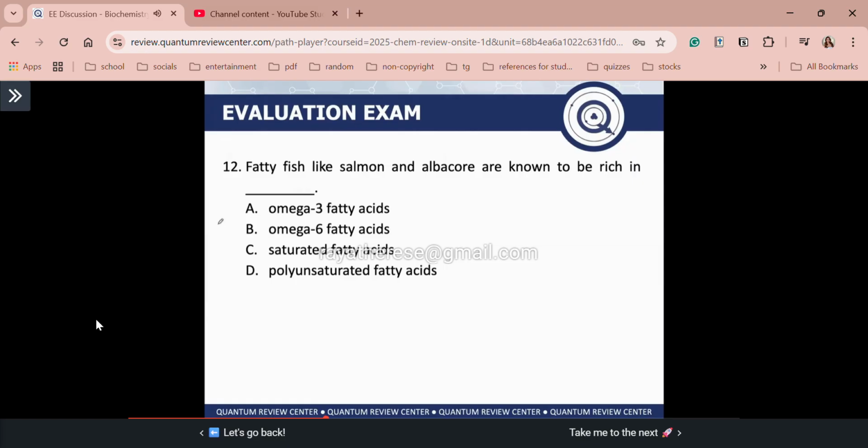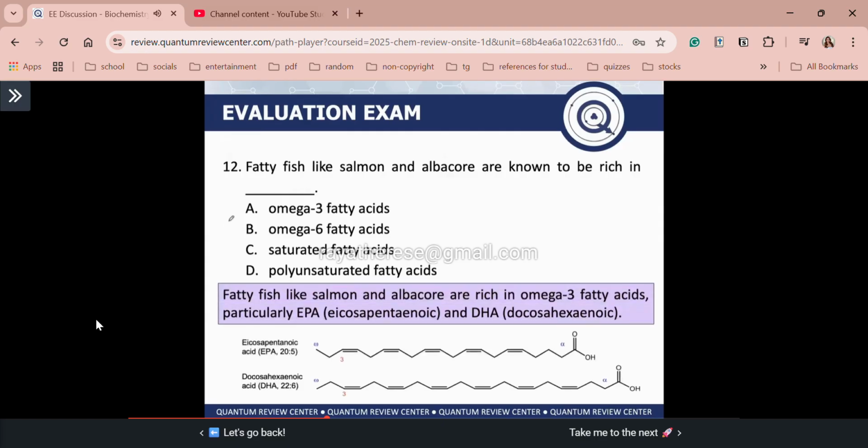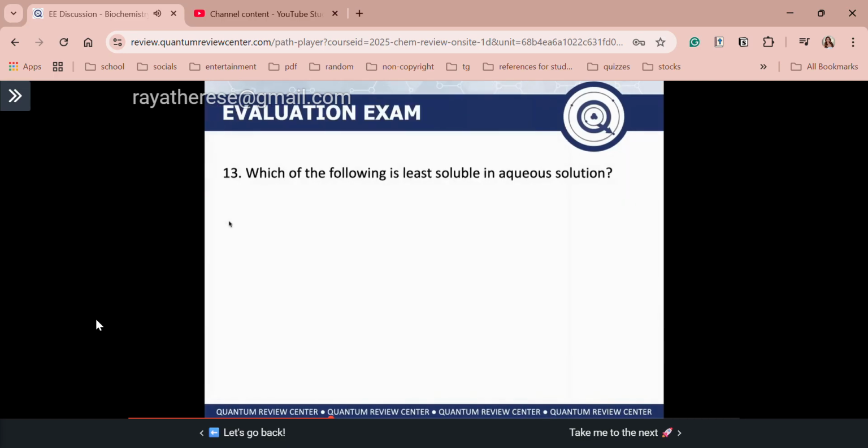Yes po. So later on, we will see that fatty fish is actually rich in omega-3 fatty acids. Okay? Particularly your EPA and DHA. So again, your fatty fish like salmon and albacore are very rich in omega-3, particularly icosapentaenoic acid and docosahexaenoic acid. Okay, so class, for number 12, our answer is letter A. So very easy then if you know our sources of fatty acids, particularly our PUFAs. Alright, number 13. Which of the following is less soluble in aqueous solution?